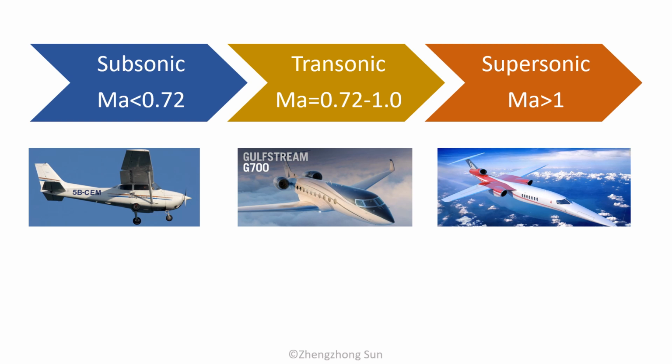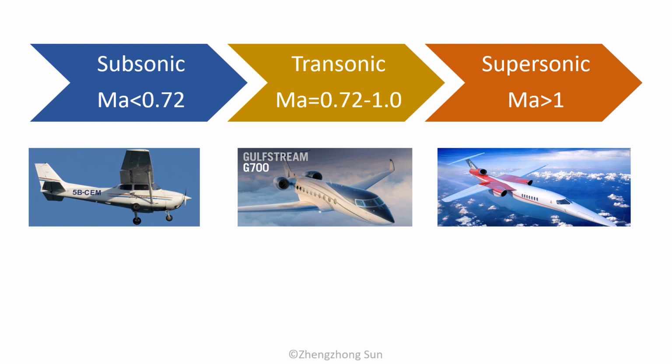Okay, and we already realized there are differences in the aircraft types. So for subsonic aircraft, I again use the Cessna 172 as an example, and we know low-speed aircraft use mostly the straight wing. And for transonic aircraft, this is a Gulfstream G700.